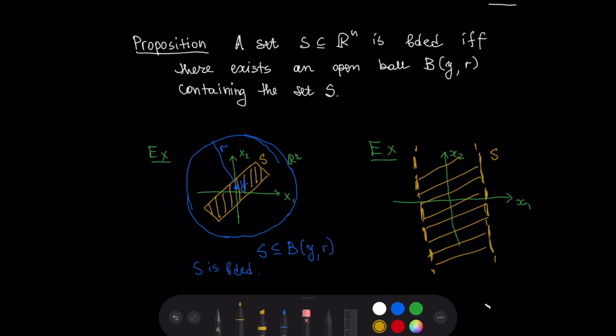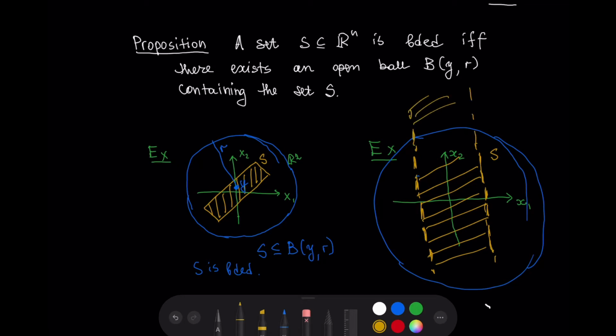So what do you guys think? Is this set bounded or not? If you thought that the set was not bounded, you were correct. This is because it doesn't matter how big of a circle we draw around this set, there will always be a portion of the set S that is outside of the disk. So I'm drawing here a portion of the set S that is outside of the particular disk that I have drawn. And so this is why the set S is not bounded.